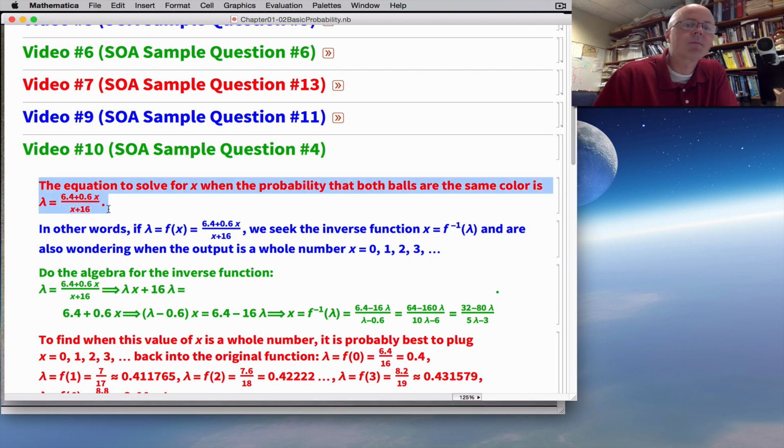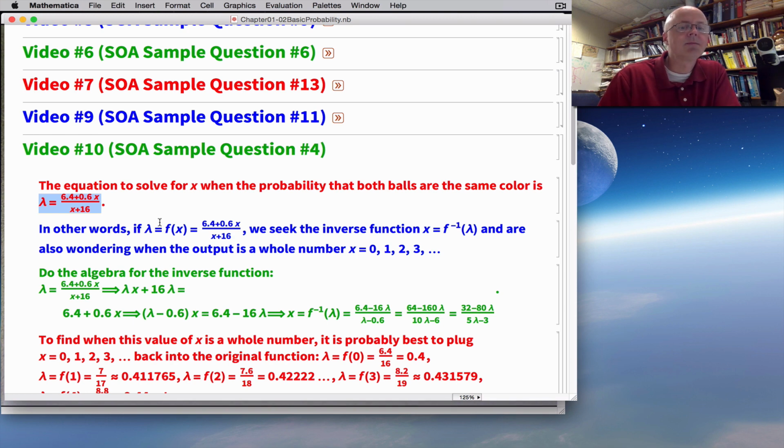So first of all, I've got a step-by-step description of what to do here for video number 10, question number 4. So the equation to solve for x when the probability of both balls being the same color is this equation that you see here. Lambda equals 6.4 plus 0.6x divided by x plus 16. Just the same equation as you saw a few minutes ago with a lambda instead of a 0.44. We want to solve that for x.